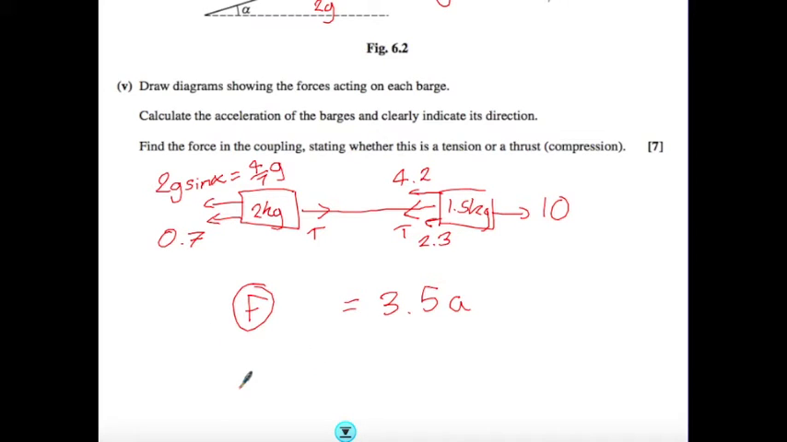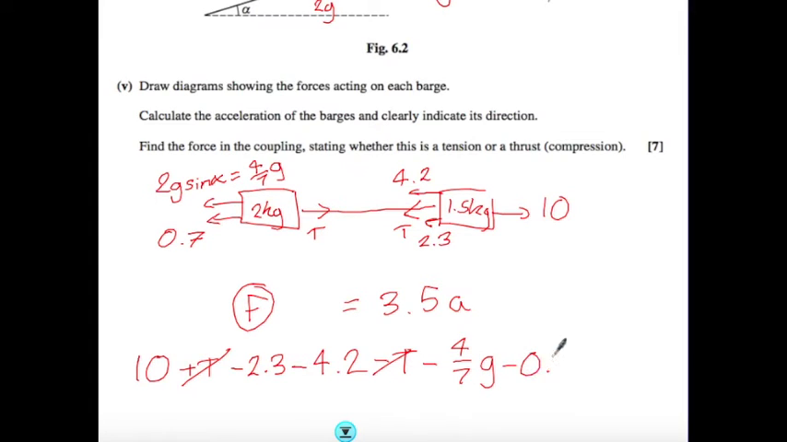So let's think of all the forces that are acting. We're told it's moving to the right. So all the forces acting to the right, we've got the 10, we've got the T, and nothing else. And then acting to the left, we've got minus 2.3, minus 4.2, minus T, so that's all these three forces here. So we can see the T's cancel out, which makes sense. Minus 4/7 of g minus 0.7 has to equal 3.5a.